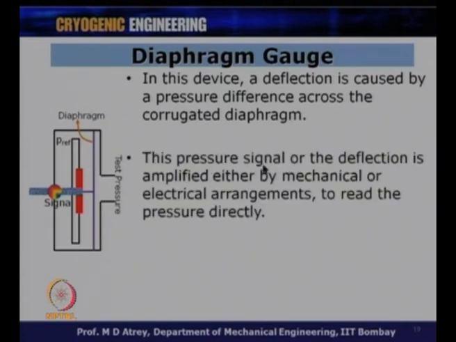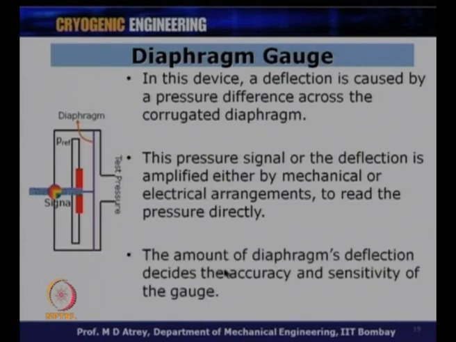This pressure signal or the deflection is amplified either by a mechanical or electrical arrangement to read the pressure directly. So, the simple diaphragm motion is going to be amplified, and it will feed to some kind of signal, which could be a mechanical signal or an electrical signal, and this is the simple principle of a diaphragm gauge. The amount of the diaphragm's deflection decides the accuracy and sensitivity of the gauge. So, how much deflection occurs will show the sensitivity of the device.